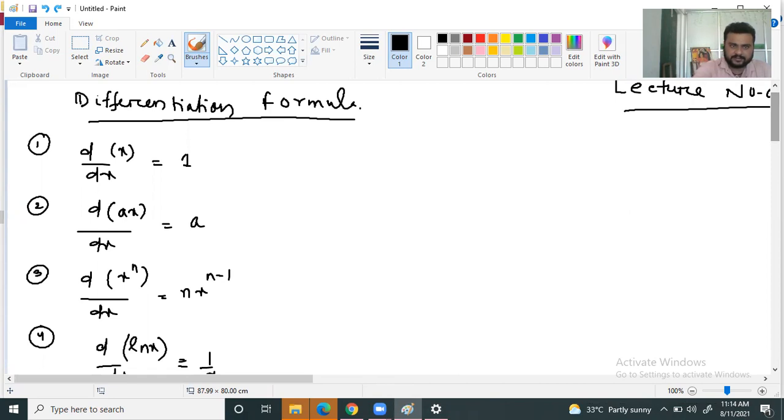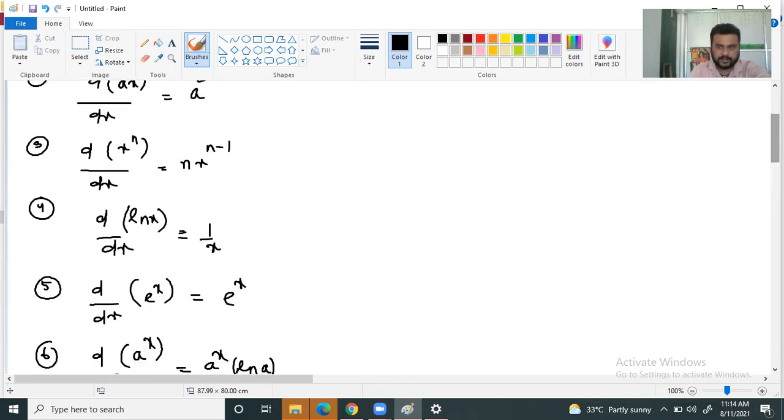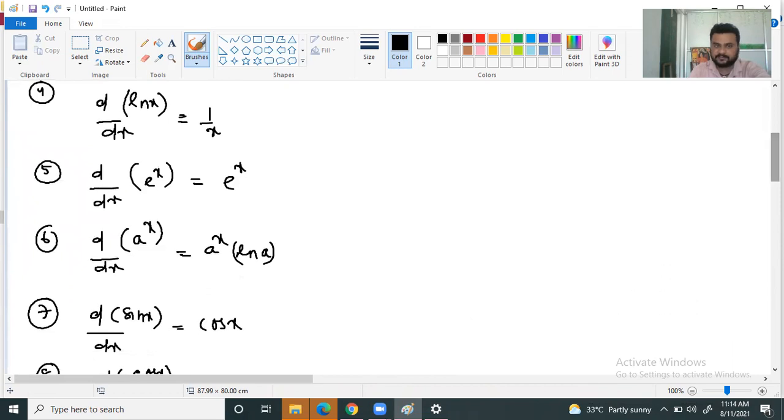Derivative of x is 1. Derivative of ax, a being any constant, is a. Derivative of x to the power n is n x to the power n minus 1. Derivative of ln x is equal to 1 upon x. Derivative of e to the power x is itself, e to the power x.